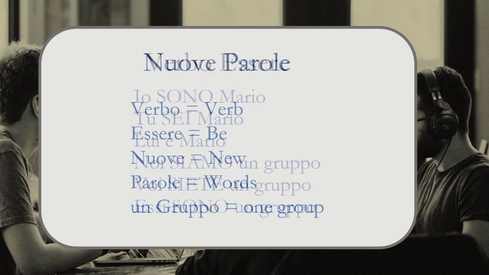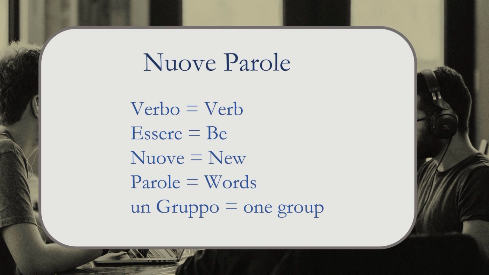So yeah. So nuove parole. Nuove means new. Parole means words. Verbo is a verb. Essere means be. So nuove, new, parole, words. Un gruppo, one group, which un means one and gruppo stands for group. So let's repeat them again. Verbo, essere, nuove, parole, un gruppo.